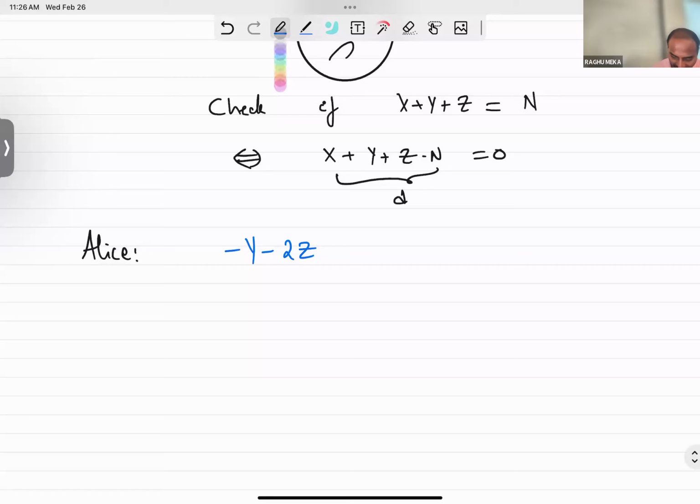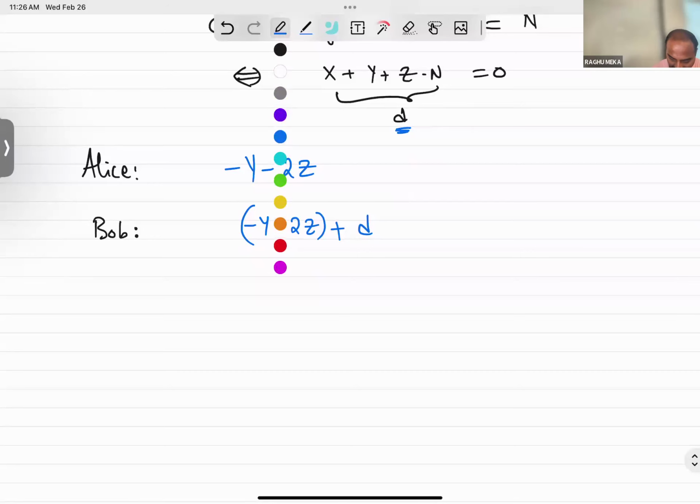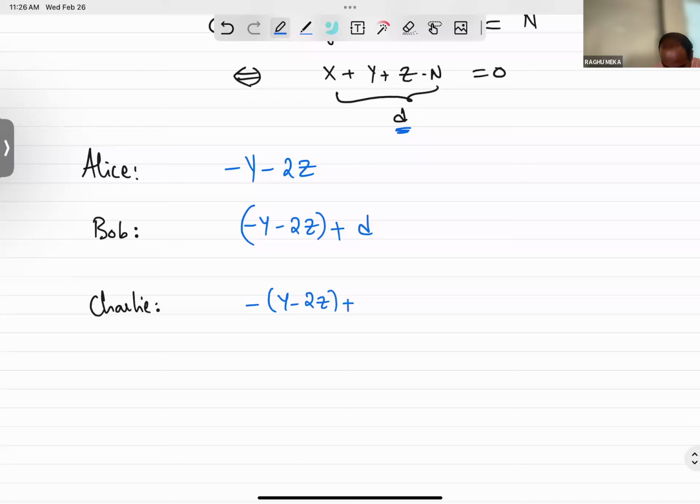And what is Bob going to look at? Bob is going to compute minus Y minus 2Z plus D. And Charlie is going to look at this number plus 2D. These three numbers form a 3-term arithmetic progression, right? I'm adding D and then 2 times D, so the gap between them is the same.